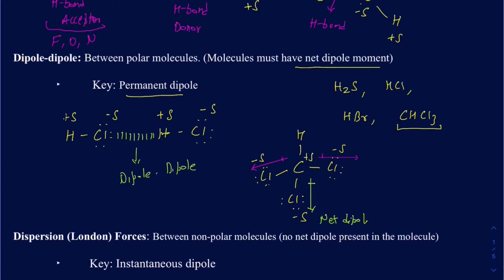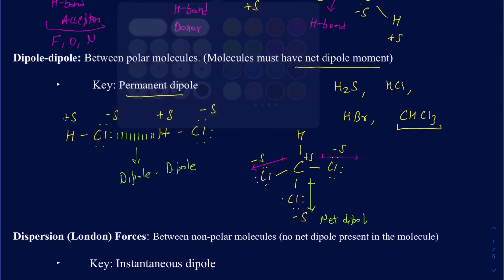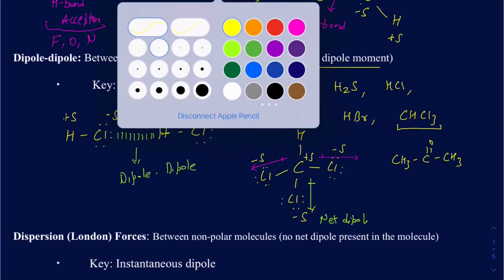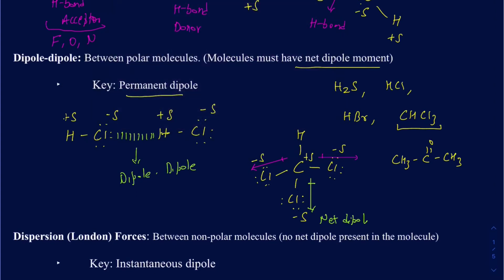So since there is a net dipole, you can have another molecule close by, and they will have an attraction between the partial positive carbon and the partial negative chlorine with one another. Some other examples are going to be molecules that contain oxygens. For example, I can talk about CH3, C double bond O, CH3. So in this particular case, the only bond that's going to be polar is this carbon-oxygen bond, because oxygen is going to be partially negative and carbon is going to be partially positive.